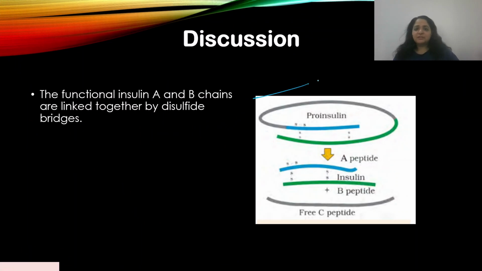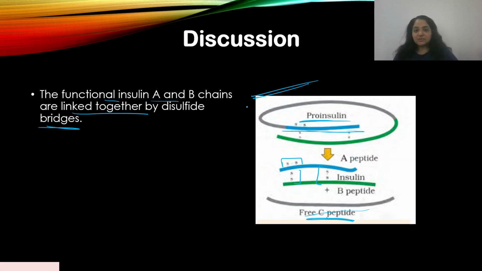So here you have a typical structure of insulin. You have proinsulin, which has A, B, and the C peptide, right? Initially it's produced as proinsulin, then it gets converted to mature insulin. The mature insulin has A and B peptides. It does not have the C peptide. And they are bound by disulfide bridges. So functional insulin A and B chains are linked together by disulfide bridges.